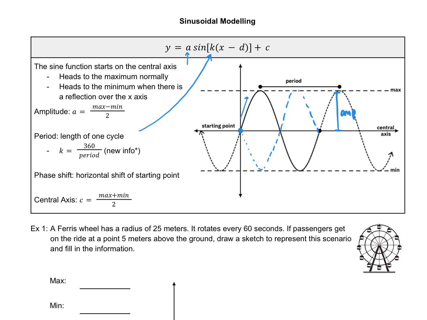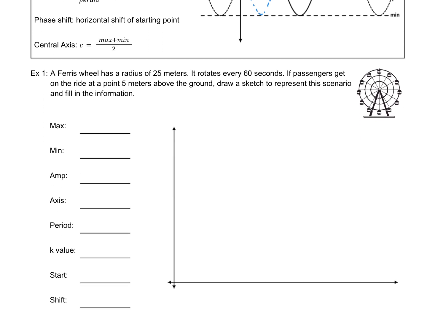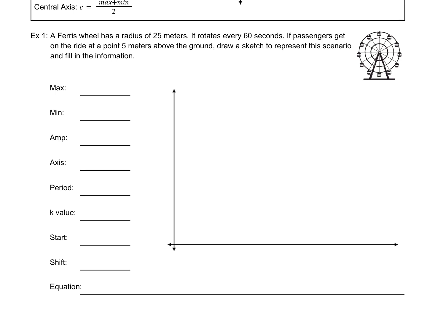And then finally, your central axis, which is that plus c at the end, is the line that is halfway between the max and the min. It also represents that vertical shift. So let's take a look at our first example. And you'll see a lot of wheel-related examples for these sinusoidal questions.